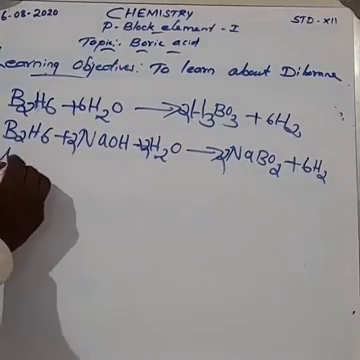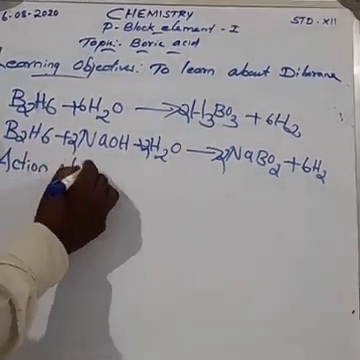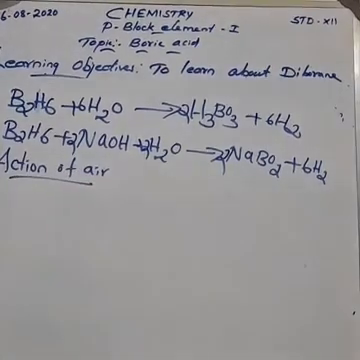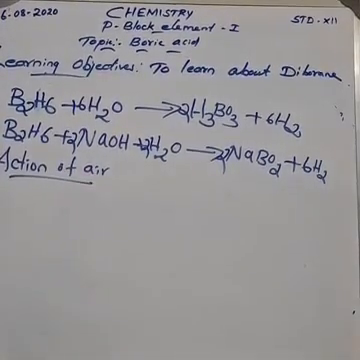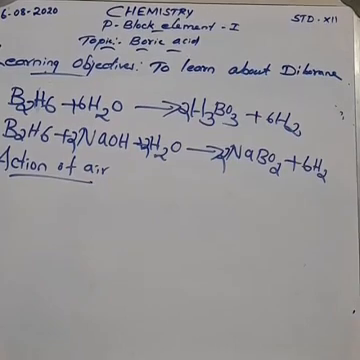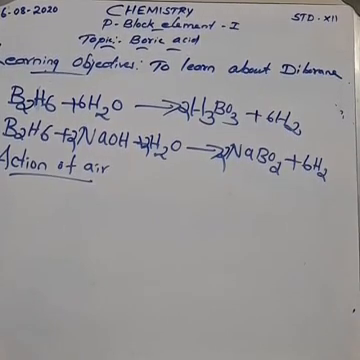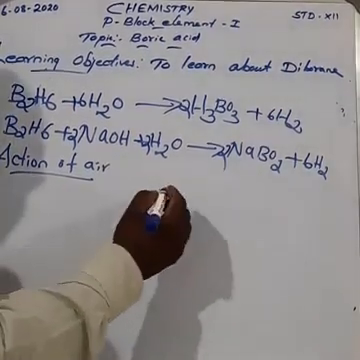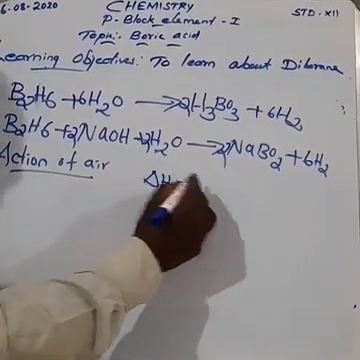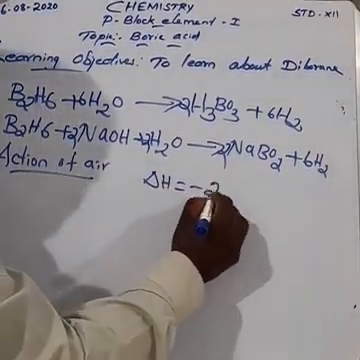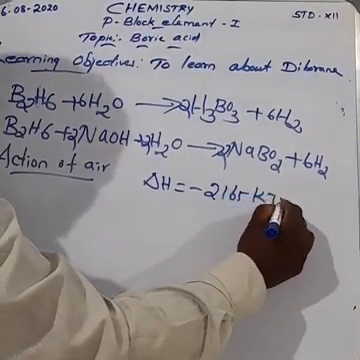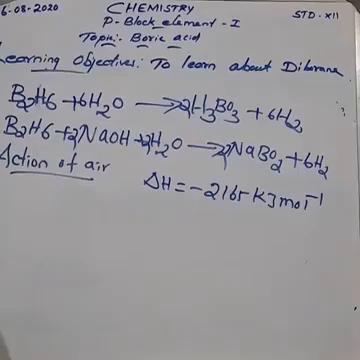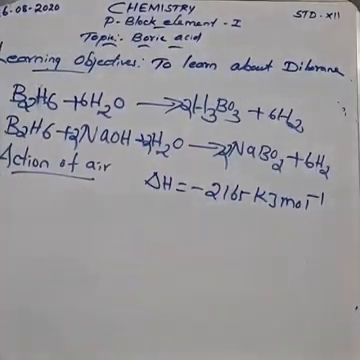Next one, action of air. At room temperature, pure diborane does not react with air or oxygen. But the impure form gives boron trioxide and also gives a large amount of heat. The heat is about delta H equal to minus 2165 kilojoules per mole. This much heat is liberated in the equation.